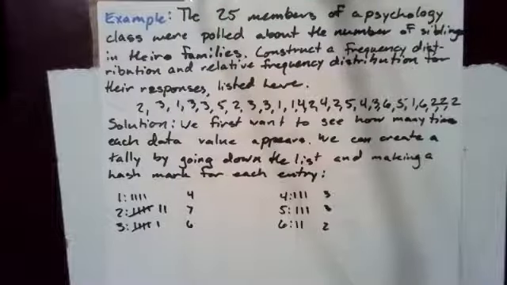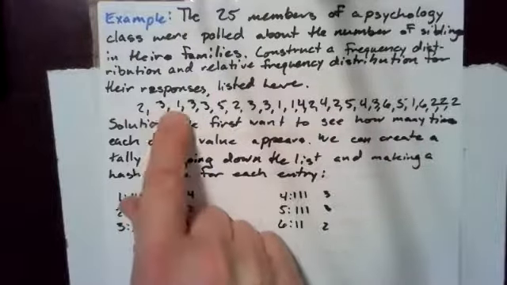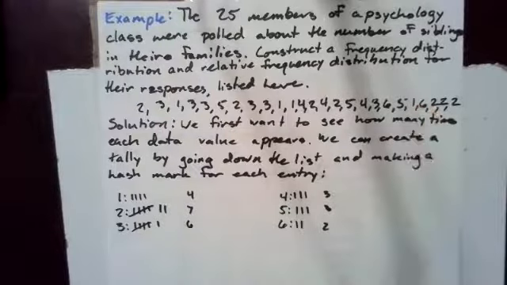For example, the 25 members of a psychology class were polled about the number of siblings in their families. Construct a frequency distribution and relative frequency distribution for their responses listed here. Here are all of the responses. They range from 1 to 6, so 1 to 6 siblings in the families.